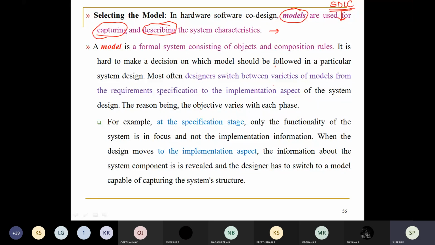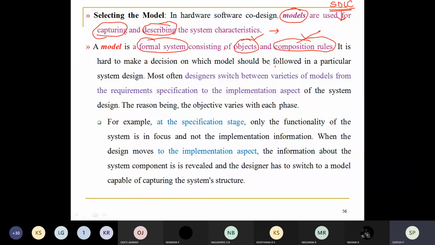So in selecting the model, what will happen in the requirement and specifications? It is going to be a formal system, which consists of objects and composition rules. So it is going to have a formal system with the objects as well as the rules of composition.